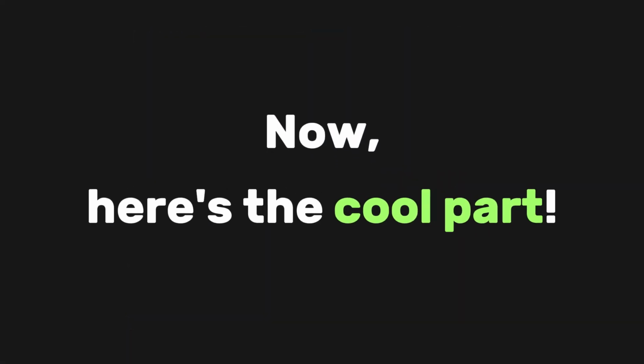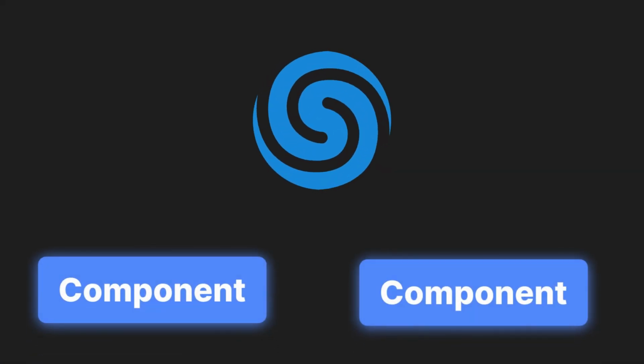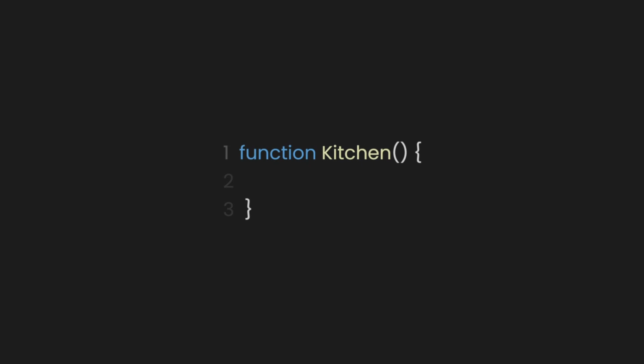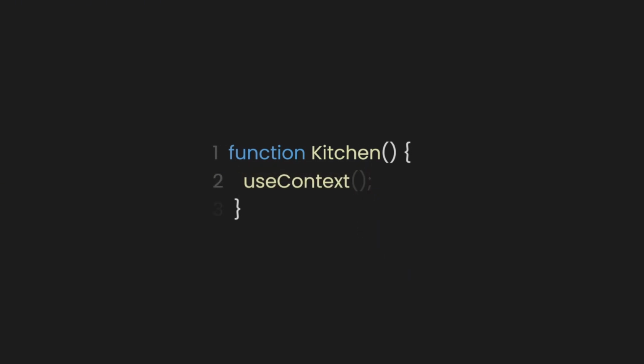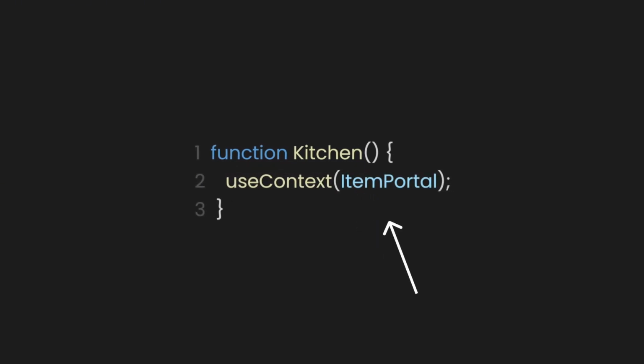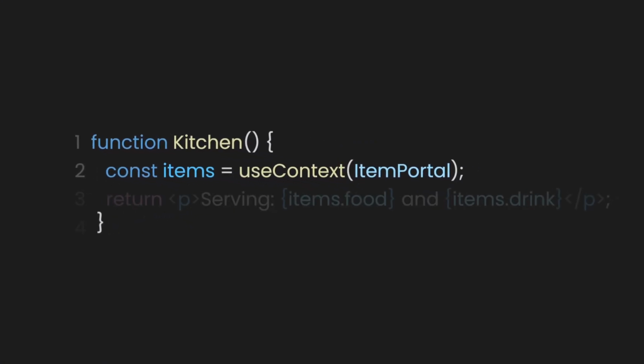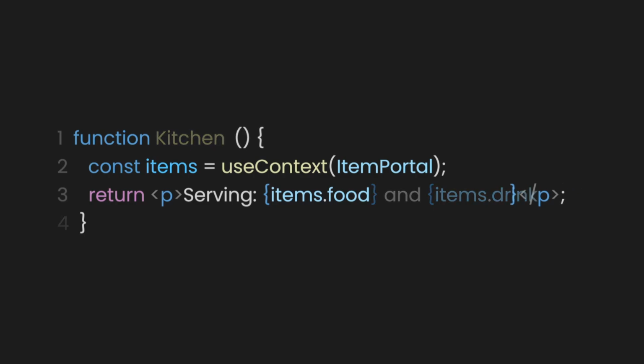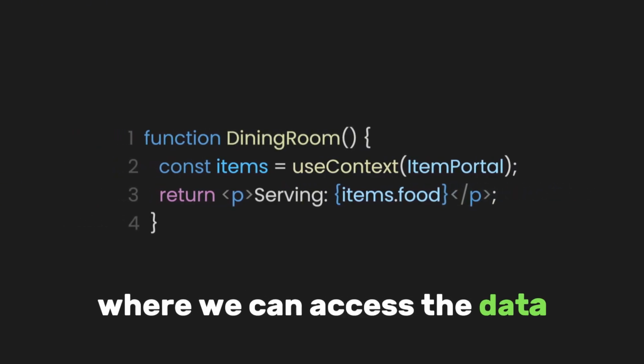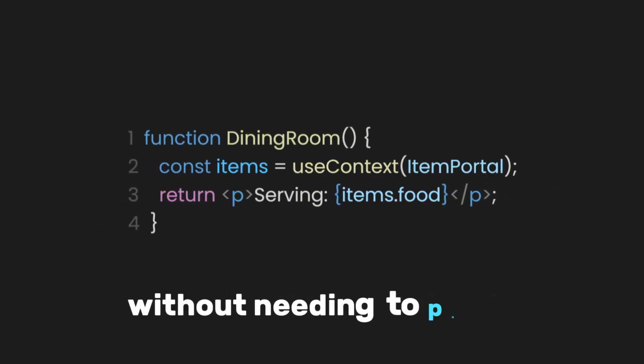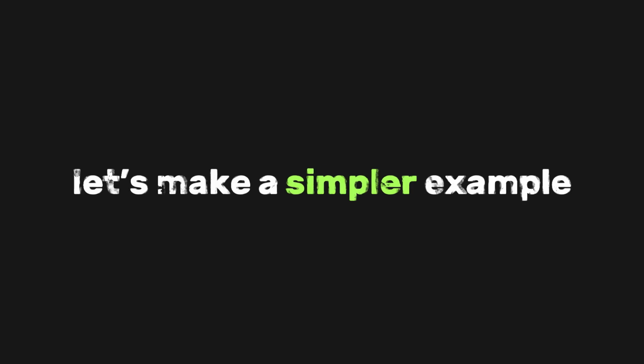Now, here's the cool part. To use the portal in any component, you can access it using the useContext hook. Just pass in the portal we created with createContext to useContext, and then extract the data from item portal. Of course, we can do the same in the dining room component, where we can access the data from the portal without needing to pass it through via props. It's that easy. If you're still confused about useContext, let's make a simpler example.